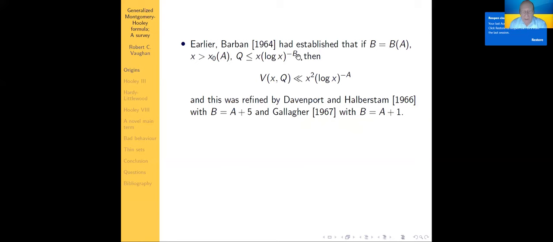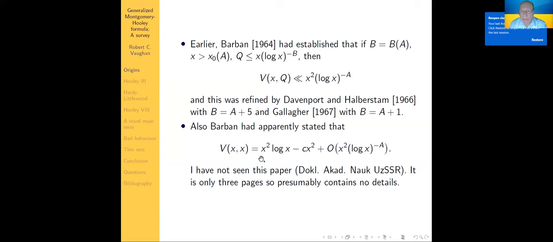And actually, as far as asymptotics are concerned, Barban had apparently stated an asymptotic result when capital Q is equal to X. I have to say, I haven't seen this paper. It's in a journal which is not readily available to me. And it's actually quite short, as far as I can tell from the reference. So I'm not sure whether it actually carries any proofs in it. One can speculate as to how he would prove something like that. Writing down a proof is not that hard, but as I say, it's not clear exactly which method he used.